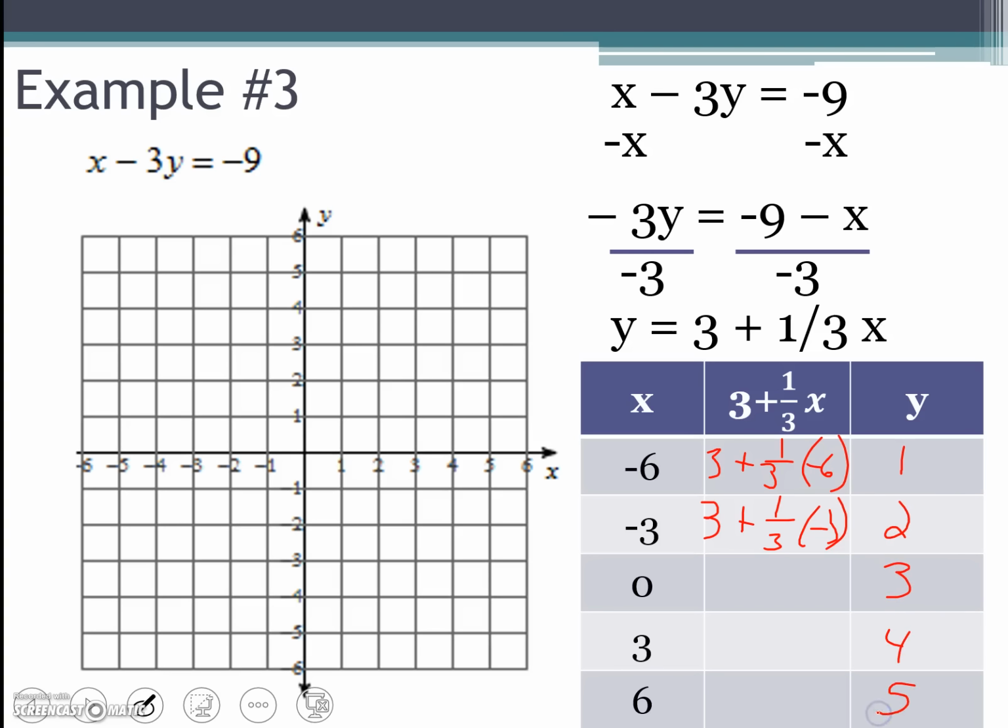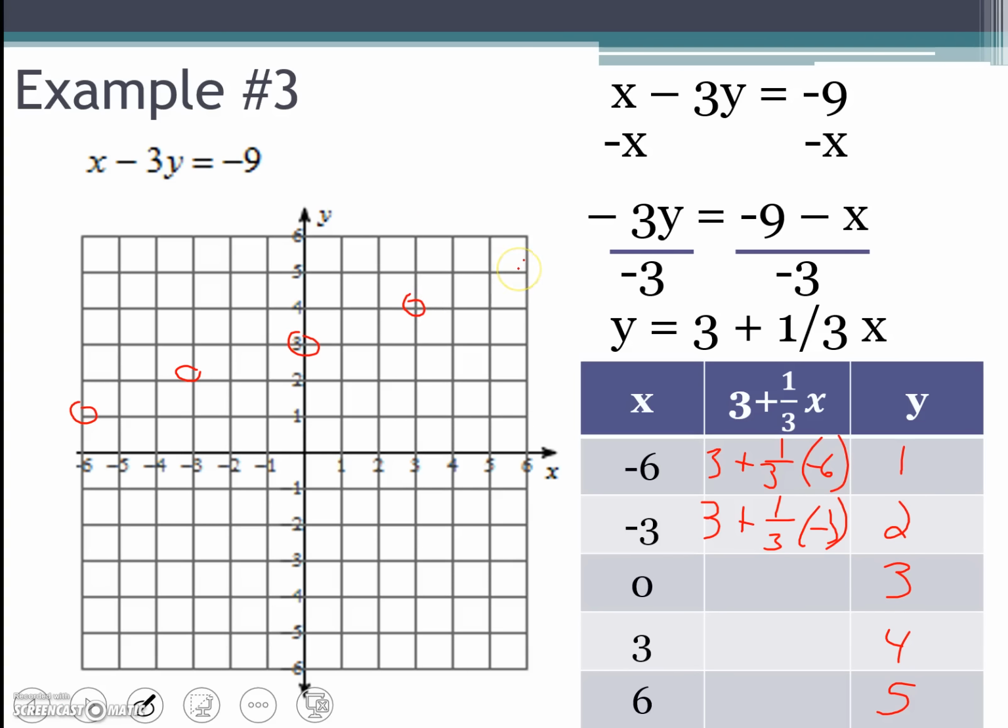So now what I'm going to do is plot my points. The first one is negative 6, 1. So I go to the left 6 and up 1, and I would draw my very first point. Then I would do negative 3, 2. So to the left 3, up 1, 2. Then I would go to the left none, or right none, but up 3. And I would continue plotting all my points.